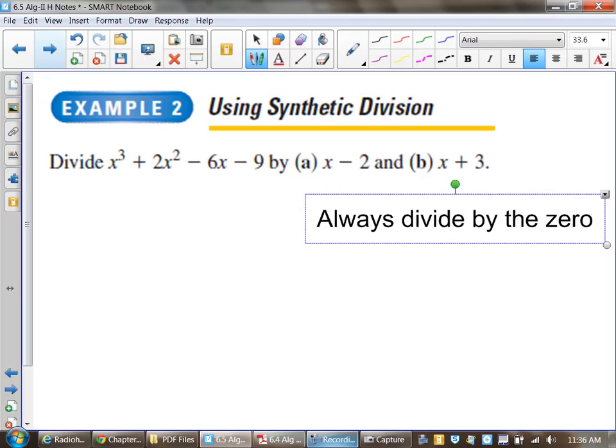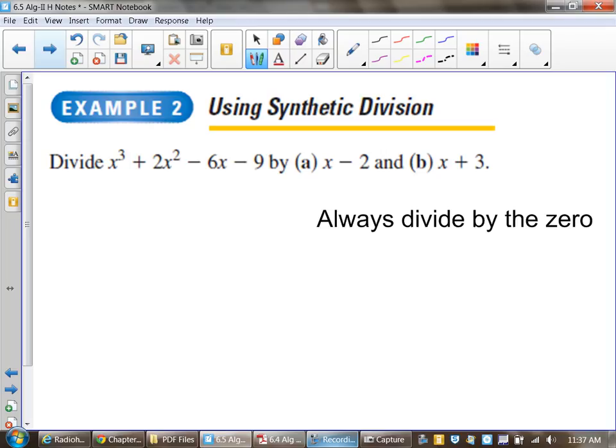When you are working with synthetic division, you always want to divide by whatever the term's zero is. For example, if my term is x minus 2, what's the zero of that? 2. The zero would be 2. If my term is x plus 3, what's the zero? Negative 3. Whenever you're doing synthetic division like this, you always want to divide by whatever the zero is.